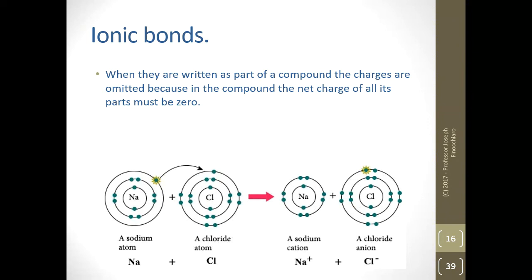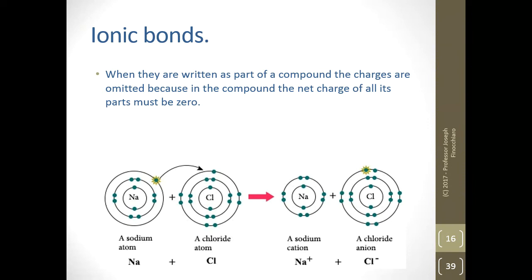Let that sink in for a second. If I'm just writing NaCl and I want to know what the charges are, it's not part of a compound, it's sodium and it's chloride. Which one is positive, which one's negative? But the instant I create the compound sodium chloride, I have a zero. I have a neutral because it's a stable compound by this point.